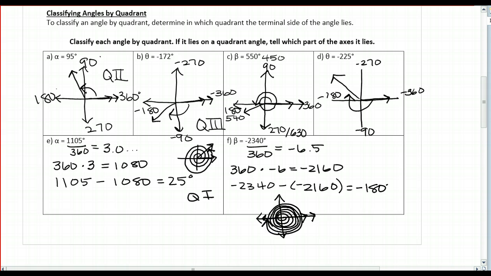And that was our lesson for today. Hopefully by now you have a greater understanding of how to classify angles by quadrant and what the 4 main quadrant angles are.